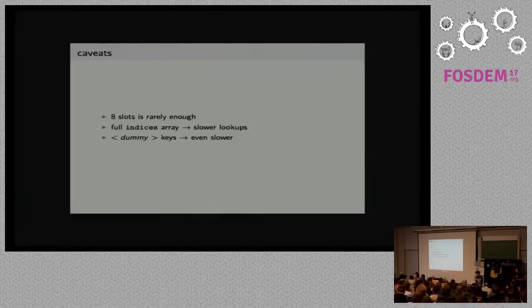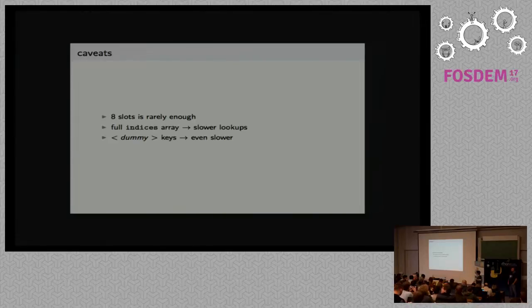A few caveats about the current state. 8 slots is fun, but is rarely enough. And if you want to add entries to the dictionary, your tables will be getting fuller and fuller. And so the lookups are going to be slower, and the dummy keys make this even slower because they take an entry for basically nothing, because we deleted the item.